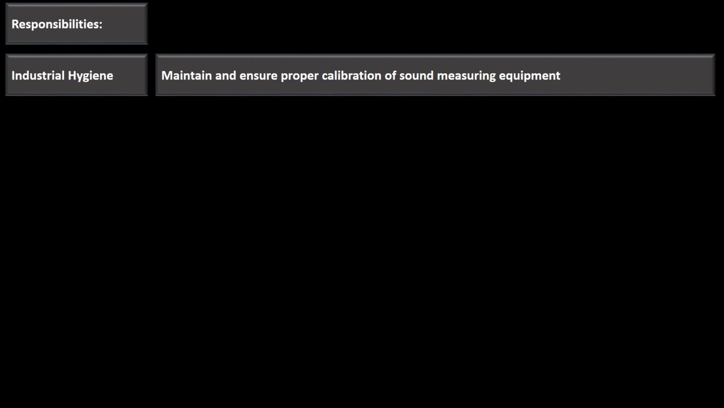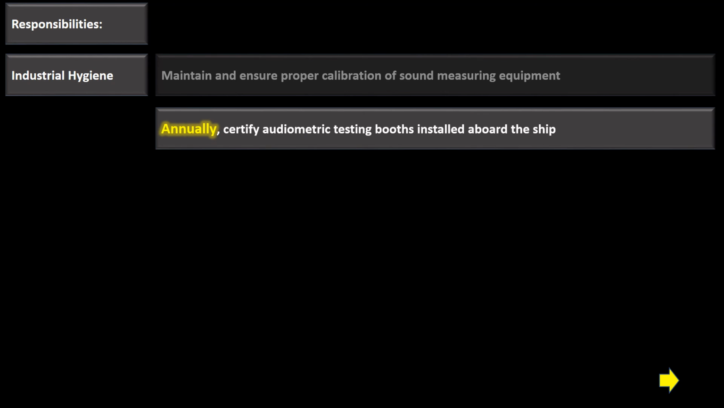Your industrial hygiene officer has to maintain and ensure proper calibration of all the sound measuring equipment. He has to annually certify any audiometric testing booths installed aboard Navy ships. Annually, these booths need to be certified.